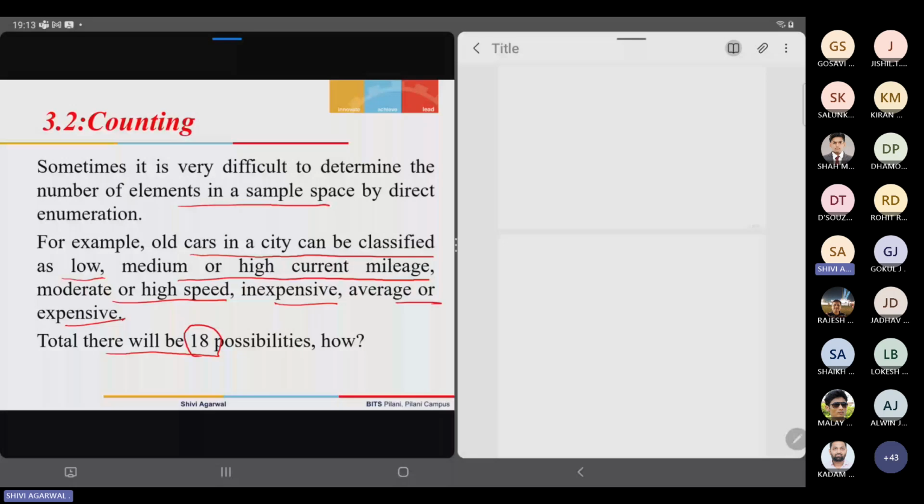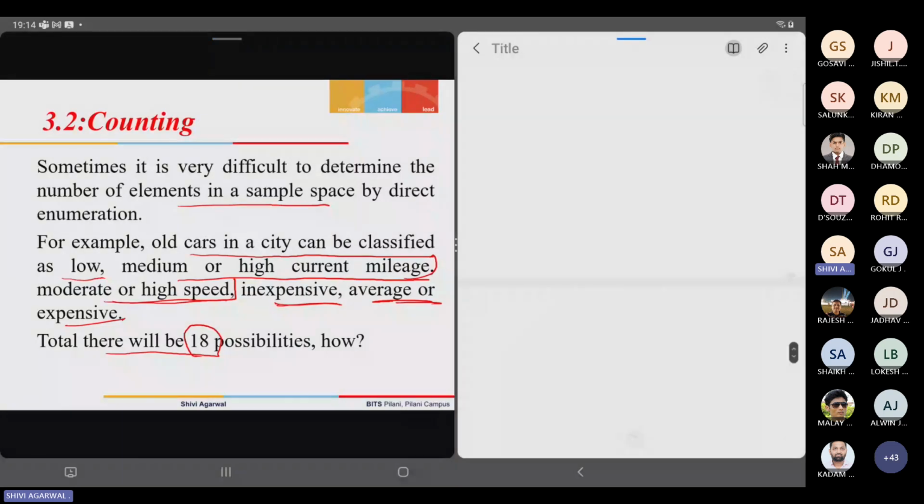Firstly, they are classified by mileage, then moderate or high speed, and inexpensive, average and expensive ways. So there are so many ways that we are finding. A car having low mileage, high speed, average expense, and so on. So it's very difficult to make a sample space. What we will do is not find all the elements, but find how many elements are possible. We do that using the counting process.